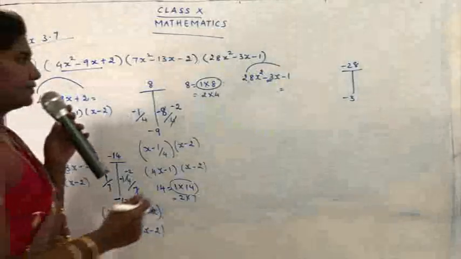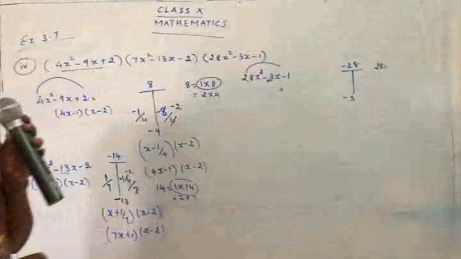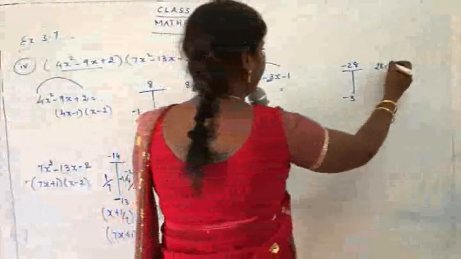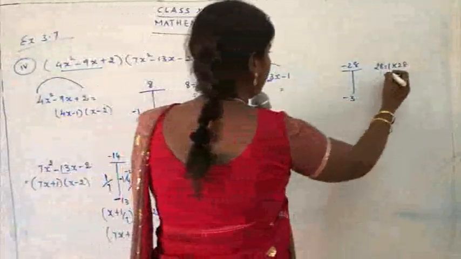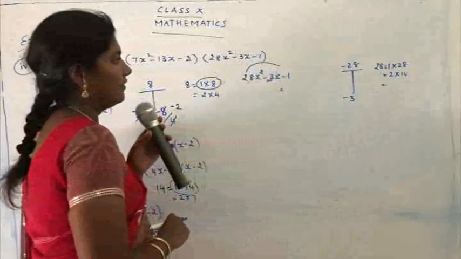Now you have to express 28 as a product of two numbers. Let us express it. So 28 is equal to 1 into 28. Okay, done. Next one, 2 into 14. Okay. Next, 3 we don't have in table of 3.